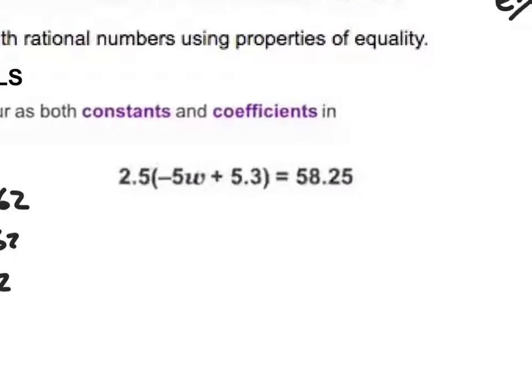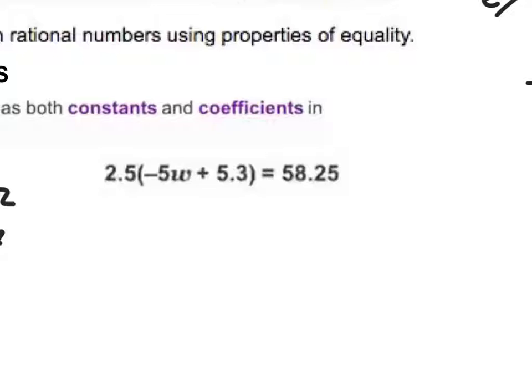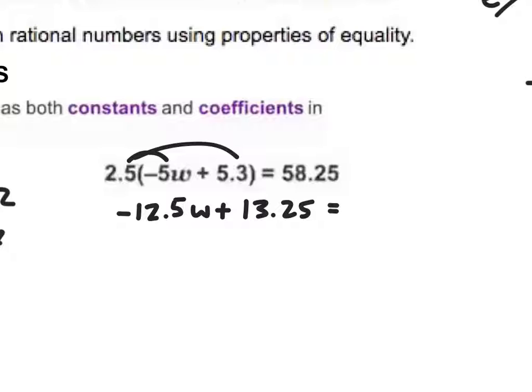Next problem, same thing, we're dealing with decimals. This one has a lot more decimals, and that's okay. What I want to do is distribute my 2.5. So 2.5 times negative 5 is going to give us negative 12.5w, plus 2.5 times 5.3 is going to give us 13.25. So 13.25, and that's all going to equal 58.25.